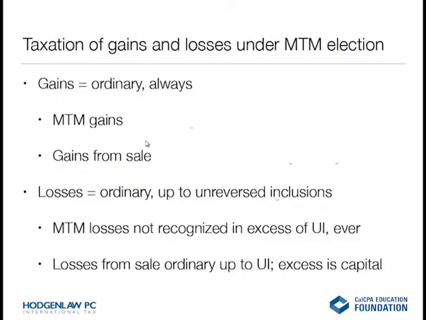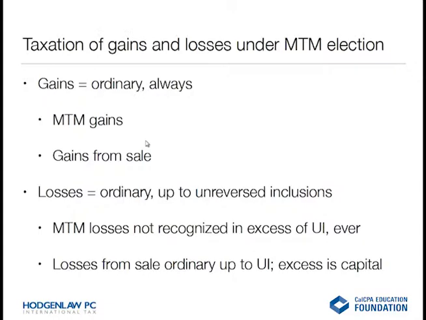The way this is taxed, gains will always be ordinary income, taxed at ordinary rates, and this includes both gains from mark-to-market pretend sales at the end of the year, and also gains from actual sales when you dispose of the PFIC. Losses are going to be usually ordinary, but only up to the amount of unreversed inclusions. So if you have a mark-to-market loss at the end of the year from the pretend sale, you would recognize losses only up to the amount of unreversed inclusions, and then you would stop there. You don't recognize any losses in excess of unreversed inclusions.